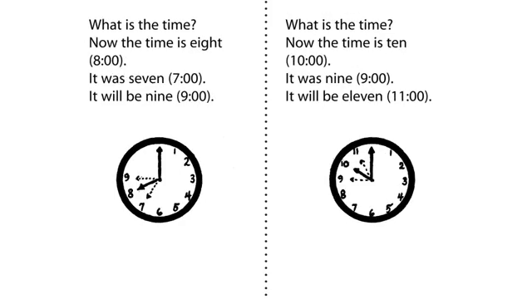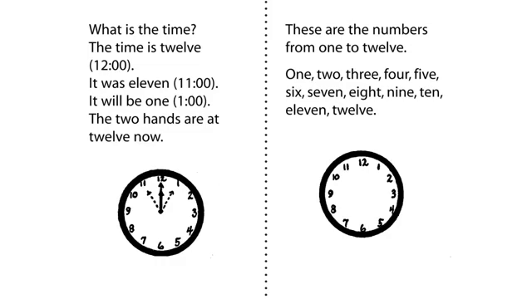Now the time is 8. It was 7. It will be 9. What is the time? Now the time is 10. It was 9. It will be 11. What is the time? The time is 12. It was 11. It will be 1. The 2 hands are at 12 now. These are the numbers from 1 to 12. 1, 2, 3, 4, 5, 6, 7, 8, 9, 10, 11, 12.